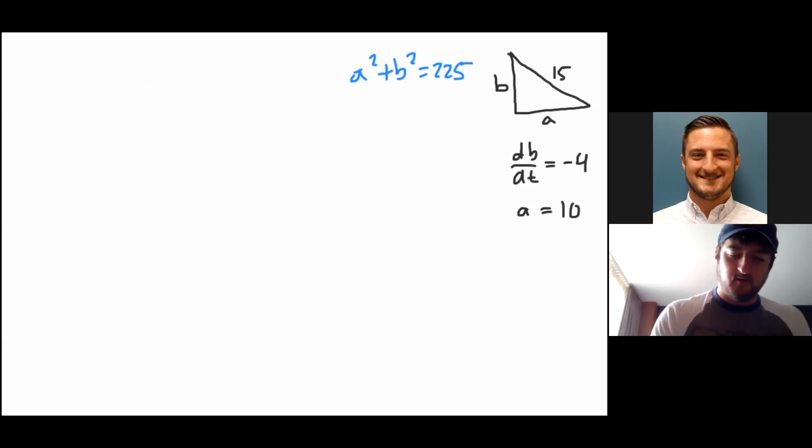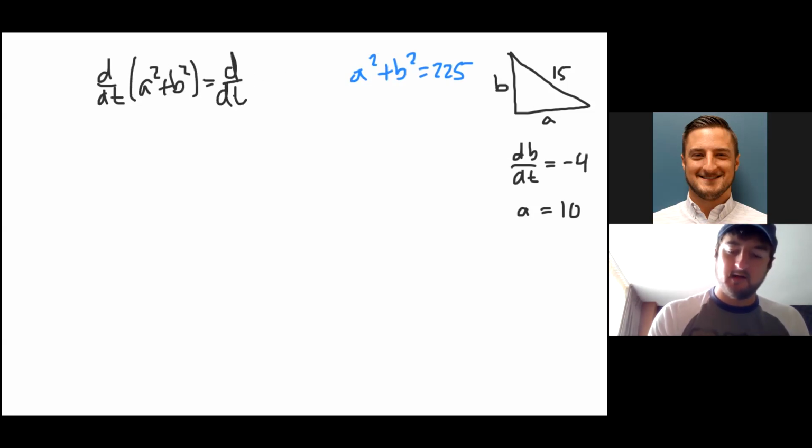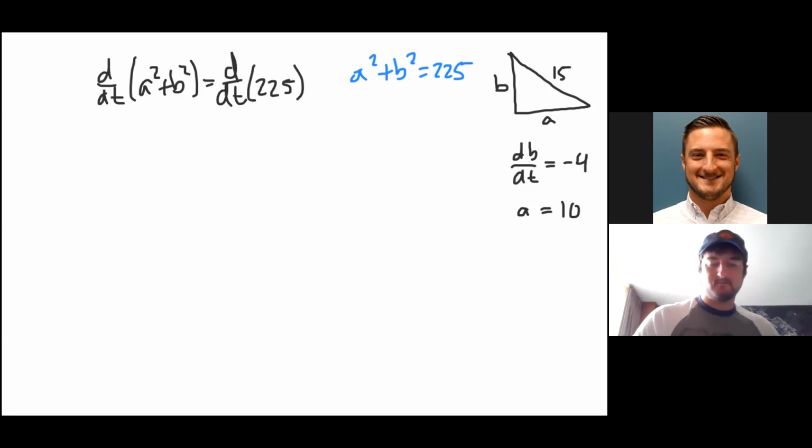But then I have to figure out, what does that look like? The derivative with respect to time of a squared plus b squared equal to the derivative with respect to time of 225. Okay, so let's go hop in a breakout room, see how people are doing.